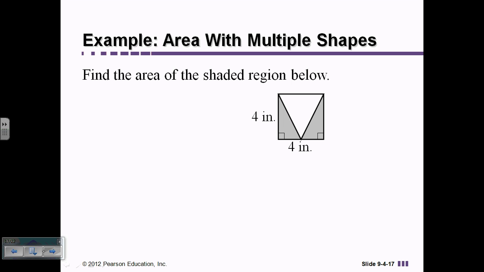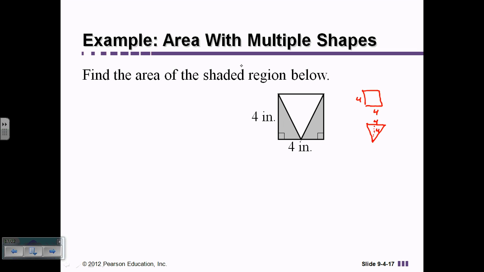So here we're going to combine some things together. Now what I want you to do is find the area of the shaded region in this shape. There are a couple of different ways to do it, but one of the ways I want to show you is that basically you're looking at this as two shapes. You have a square, and the square has sides that are 4 by 4. And then you have a triangle, and the base of the triangle is 4, and the height of the triangle is also 4.